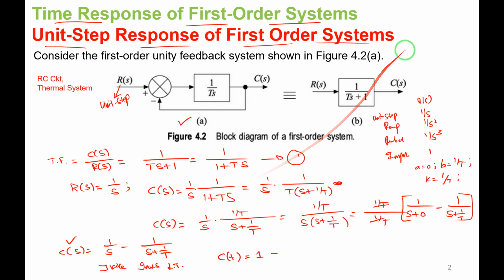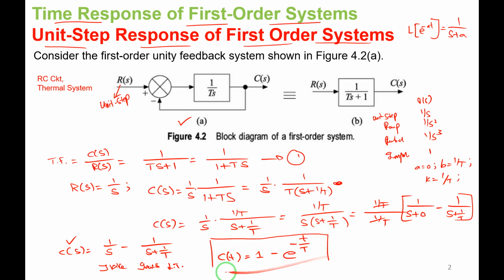We know that the Laplace transform of e power minus at is equal to 1 divided by S plus a. Is it fine? So the inverse Laplace transform of 1 by S plus a is e power minus at, right? So here e power minus at, where a is 1 by t. I hope you are getting this. So this is the unit step response of the first order system.